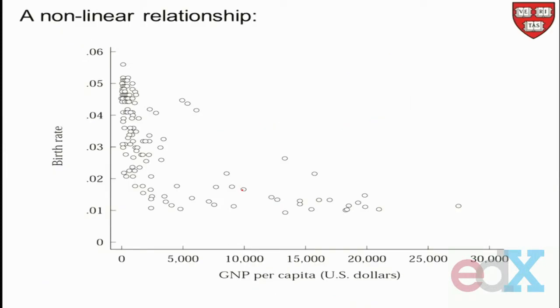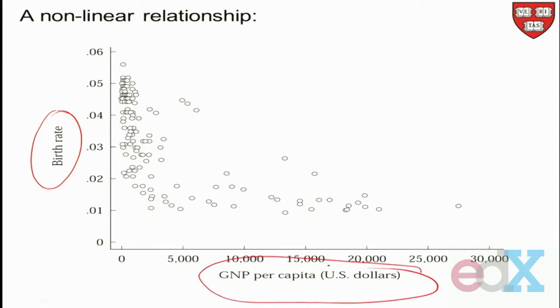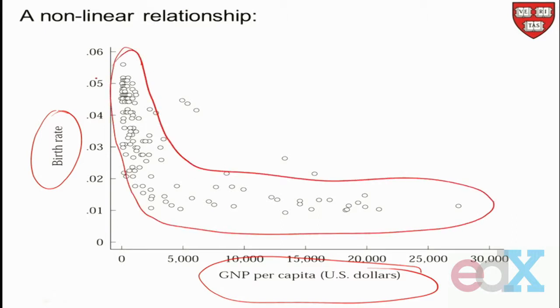So here is what we hope not to see. Here is a plot of birth rate for some countries against the GNP, the gross national product per capita in US dollars for those countries. And it looks like the relationship sort of looks something like that. It's certainly not linear.